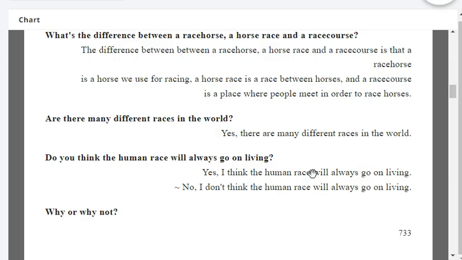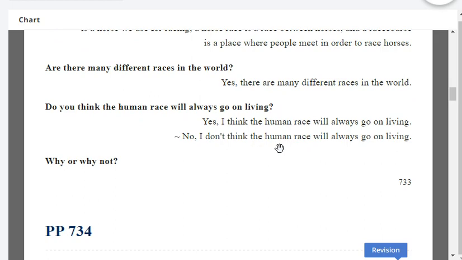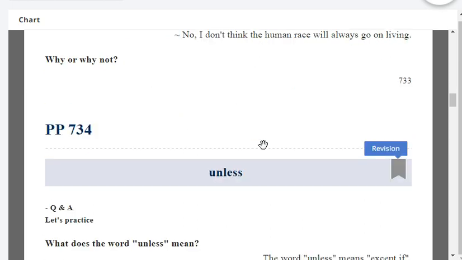Are there many different races in the world? Yes, there are many races in the world. Do you think the human race will always go on living? Yes or no? Yes, I think the human race will always go on living. Very good. Why do you think so? Because the human race are survivors. Very good. Okay, next.